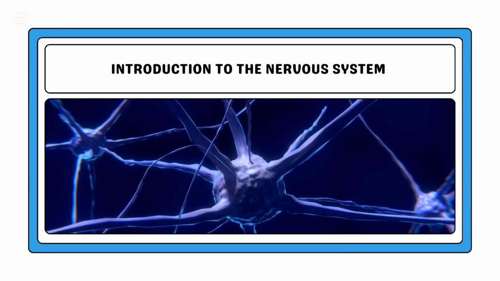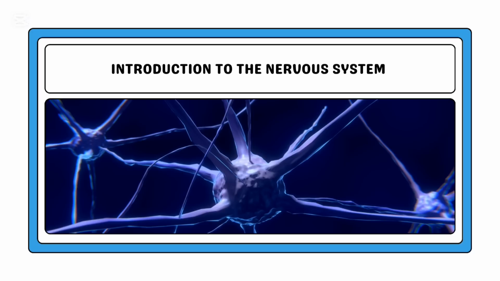A detailed breakdown of the nervous system. Introduction to the nervous system. Definition. The nervous system is a complex network of nerves and cells that send signals between different parts of the body. It controls every action, thought, and sensation. Importance. Without the nervous system, we wouldn't be able to move, think, breathe, or react to our surroundings.